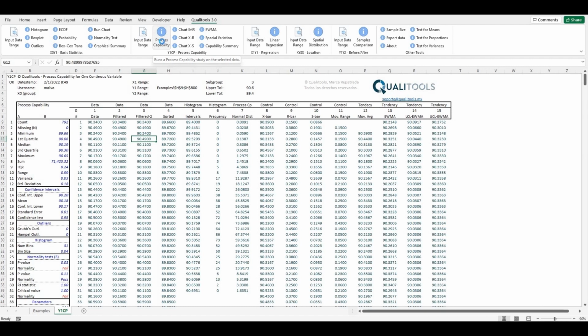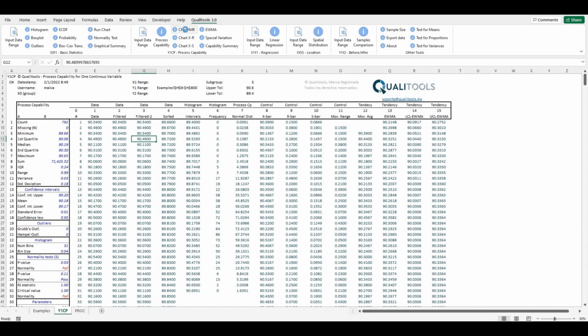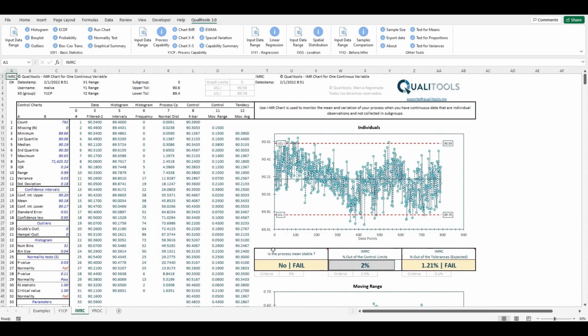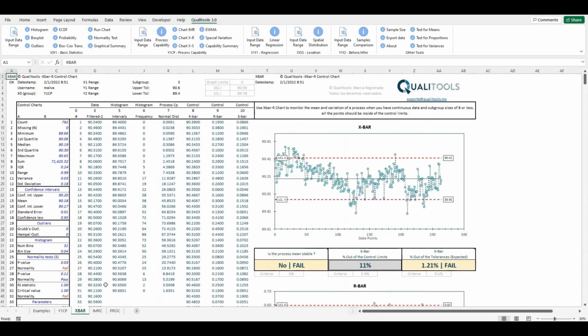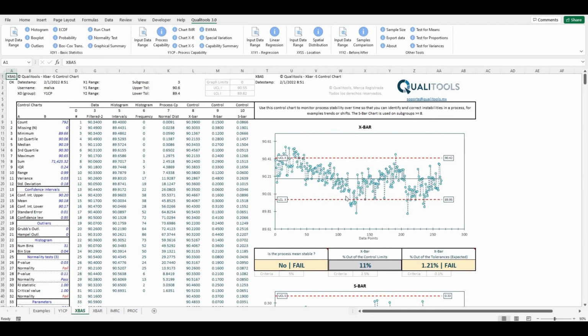First, Process Capability, in which we see the normal distribution, the limits, and questions that help us to obtain more information about the selected data. After, we open the chart IMR, Individual Moving Range. The chart XR, Means and Ranges, then the chart XS, Means and Deviations. Here we have to consider that if the number of subgroups is less than 8, this chart is not useful.